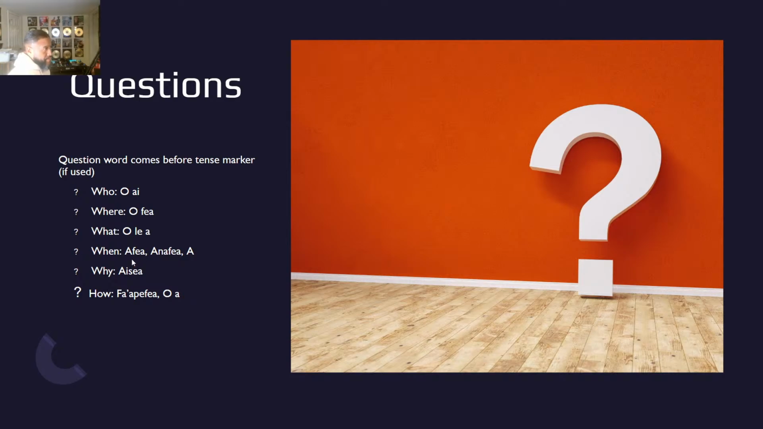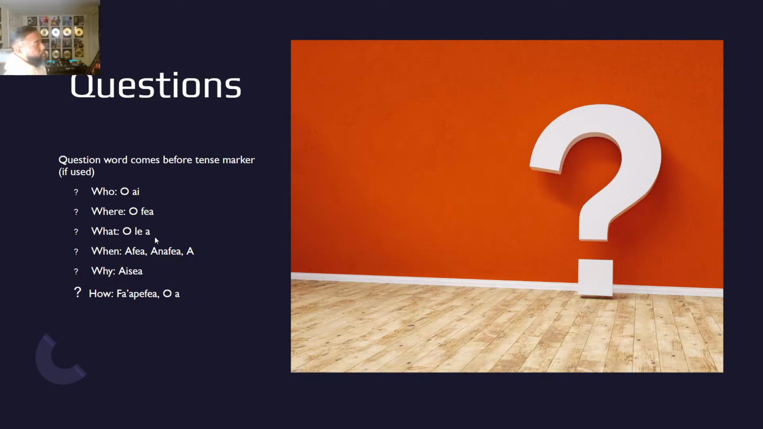So sometimes people just say fea, especially with the future when. I think only with the future when. They'll say fea, but you'll know through context that they're talking about when. So where is ofea, when is afea. That's the future when. And the past tense when is anafea, and we're going to talk about the differences between those. What is olea? Olea is a singular what.